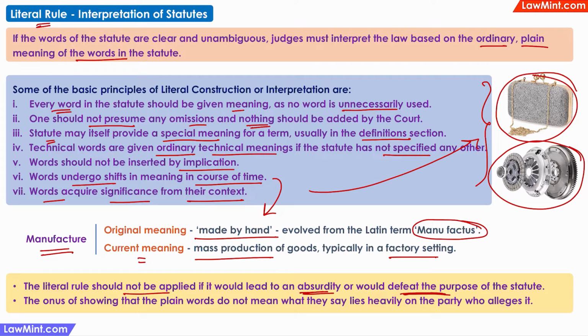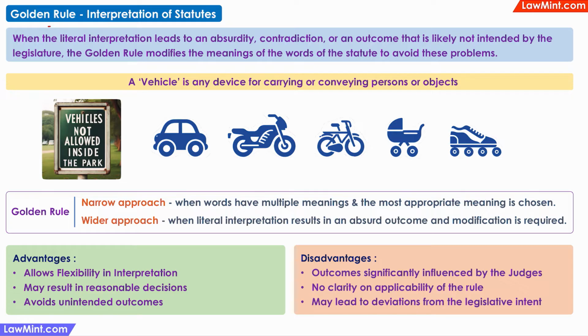And if one of the parties is claiming that the words used in the statute actually mean something other than their normal meaning, then that party has to prove the same. First of all, the judge should try to interpret a statute literally, that is, based on the normal meanings of the words used. If such a literal interpretation is leading to an absurdity or a contradiction, then the golden rule must be used. The golden rule is where the judge will modify the meaning of the words in the statute to make the statute more practical and enforceable.